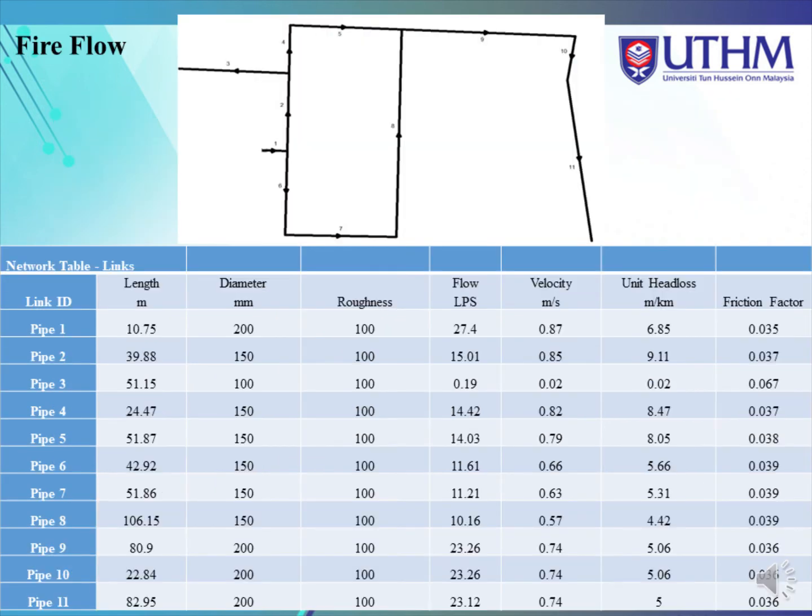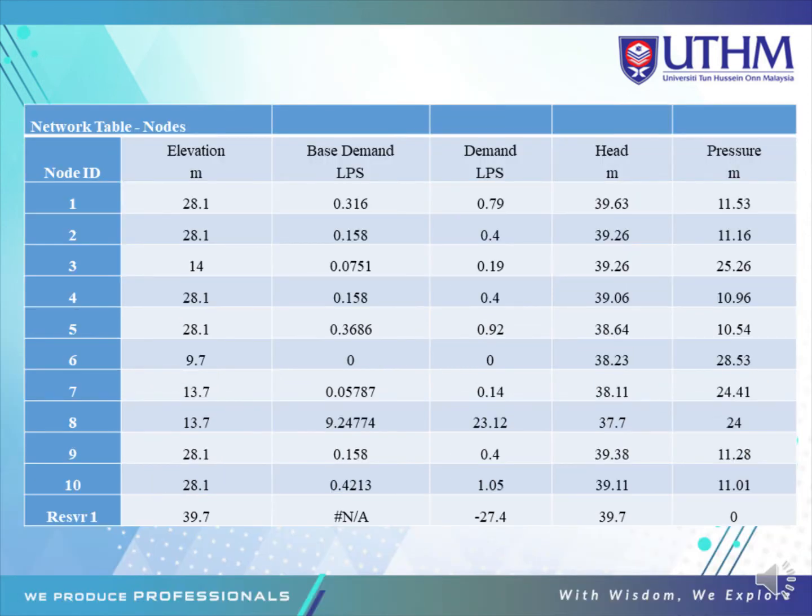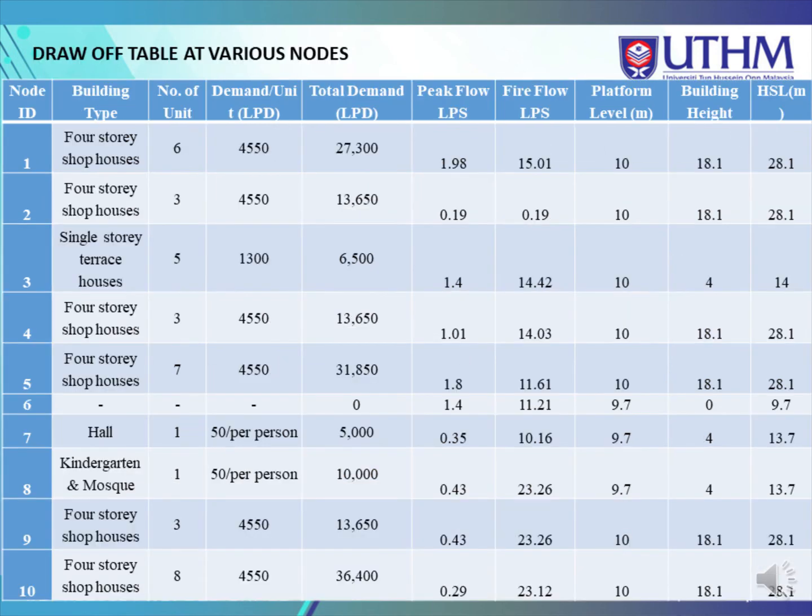After that, we proceed to the fire flow design by using the software EPANET 2.0. All the results fulfill the requirement. Then is the result at nodes. We can see that the pressure stated is in the range of 7.5 meter to 30 meter, which fulfills the requirement of SPAN. After that, this is the draw-off table at various nodes.